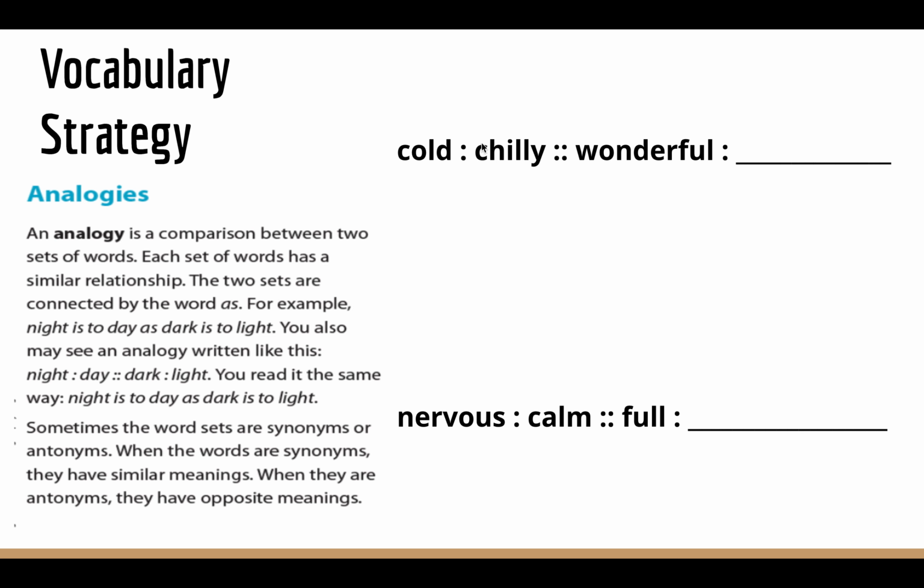So this first example here says, cold is to chilly as wonderful is to blank. So I know that cold and chilly are synonyms, so this means that I need to put a synonym for wonderful in this blank here. I'm going to use the word amazing. You could have also used the word great, fabulous, awesome. Any of those would work. But using your knowledge of synonyms and antonyms with analogies comes in handy here with this strategy.